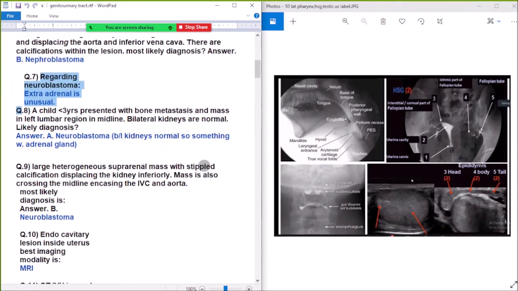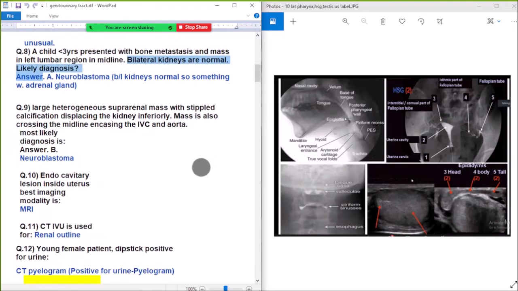Question 8. A child less than 3 years presented with bone metastasis and a mass in the left lumbar region, bilateral kidneys are normal, likely diagnosis neuroblastoma. Bilateral kidneys are normal, so think of adrenal gland neuroblastoma. Diagnosis: neuroblastoma.